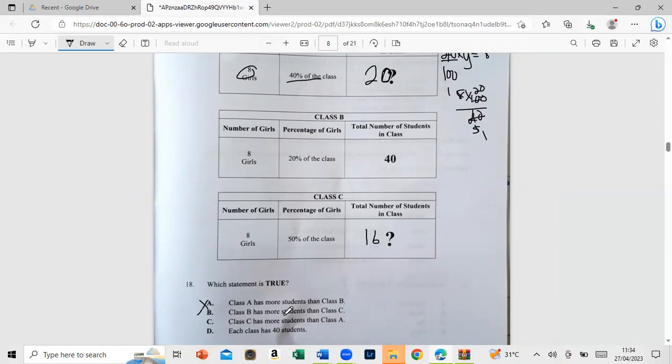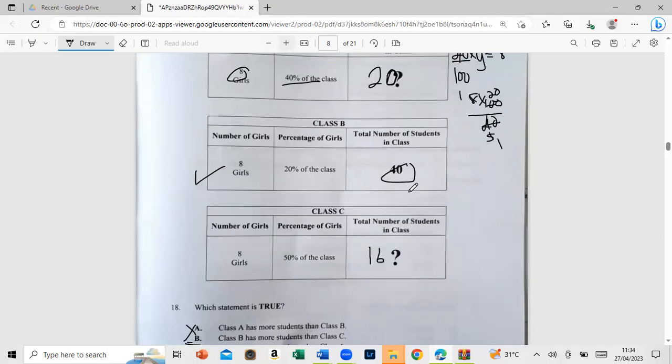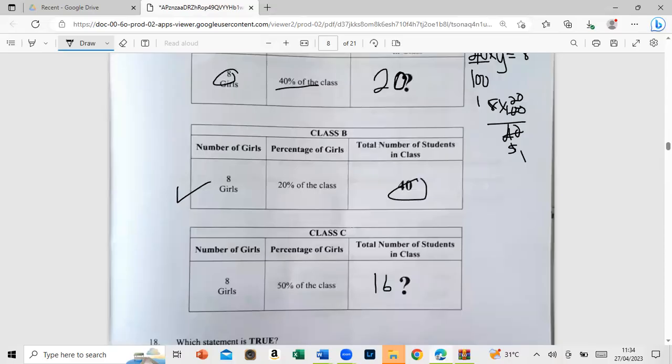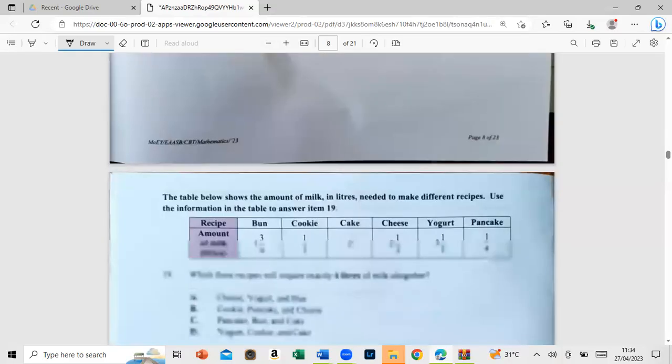Class B has more students than class C. That is correct. All right. Let's see what else they have in store for us. So this is correct. Class B has more students than class, and this is B, which is 40. All right. Class C has more students than class A. That is incorrect. Each class has 40 students. That is not correct. So this would be B. Let's pick it up again. Class C has more students, which is 40 compared to them.